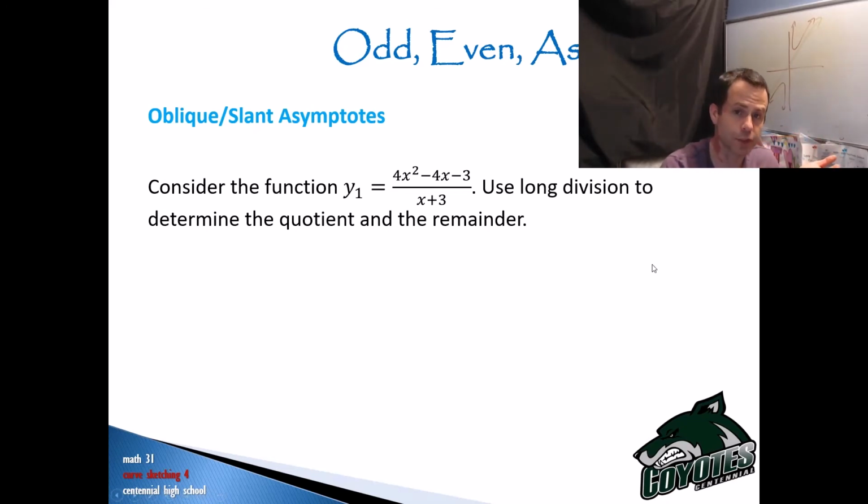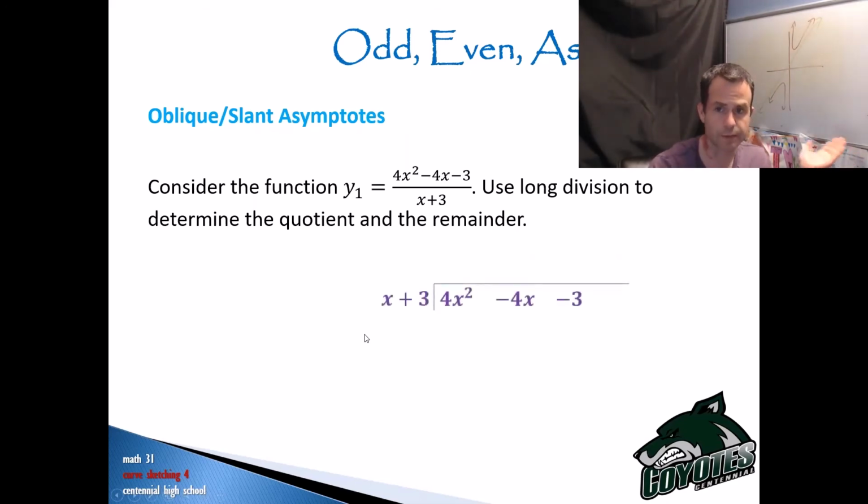Let's use long division to determine the quotient and the remainder. We've done this in several settings already, including in calculus. So if I want to divide that polynomial, x plus 3 goes on the outside, and 4x squared minus 4x minus 3 goes on the inside. I need to make sure every degree is represented, in the right order of descending degrees. Now I'm asking myself, what do I need to put up here so that when I multiply it by x plus 3, I will get that 4x squared, so I can get rid of it?